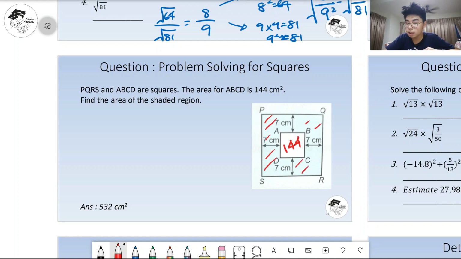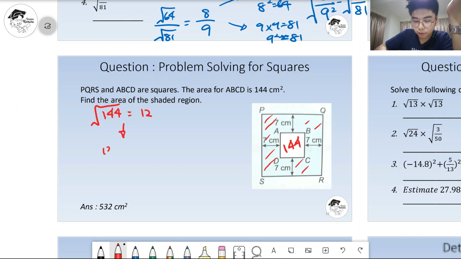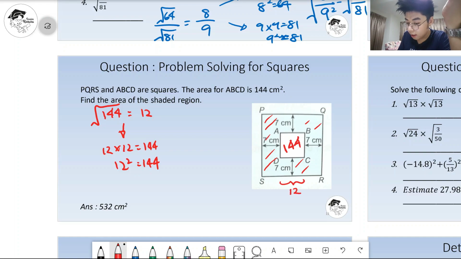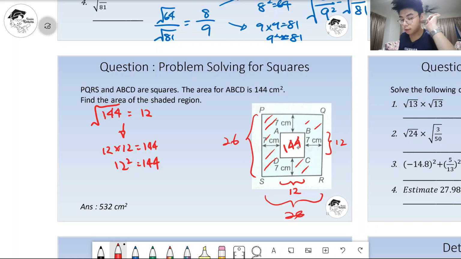So what happens is, we must first find out the length and the width for ABCD, or the length and width for the smaller box. So what do we do? We take the square root of 144, and you get the answer 12, because 12 times 12 gives you 144, or 12 squared gives you 144. So you know that the side DC is 12, BC is 12. If you put in your calculator, 12 plus 7 plus 7 is going to give you 26. Because 12 plus 7 plus 7, 14 plus 12, 26.